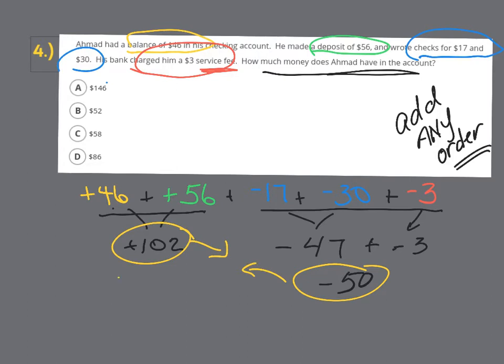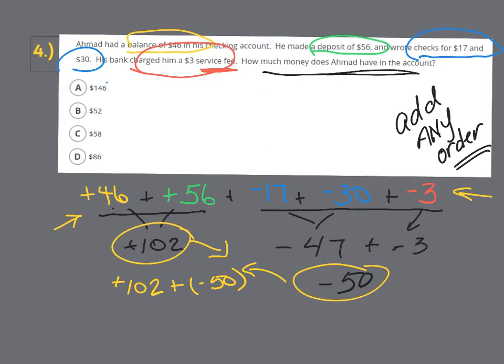So I've got positive 102 plus negative 50. Remember, we put those parentheses in there just as separators, so it doesn't say plus minus. I didn't do that in the beginning when I had all of them, because I really did spread them out, so I didn't have to as much. But here, when they're together, I'm going to make a point of doing that. So 102, positive 102 plus negative 50.